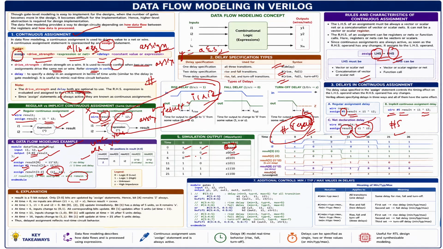After that, 0 XOR with 1. Whatever the value you are getting, it is zeros only. Result 3 and 4 are also zeros only, and result 4 is an unknown value, sorry, a high impedance value, because you are not giving any inputs. Similarly, you are getting the different values.